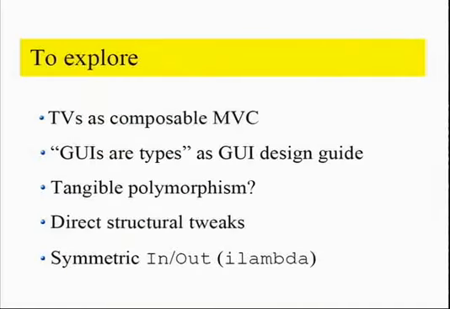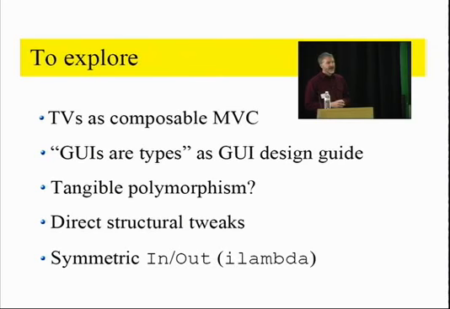There are a bunch of things to explore. One of them is, what are the implications of this idea of composable MVC? Another is how does this translate to the classic setting of MVC, which is object-oriented and imperative? I don't know. And another one is, if I say GUIs are types, that leads me in an interesting direction, which is I have a set of sensibilities about how to design programming interfaces. I make them really simple, really pure, really composable.